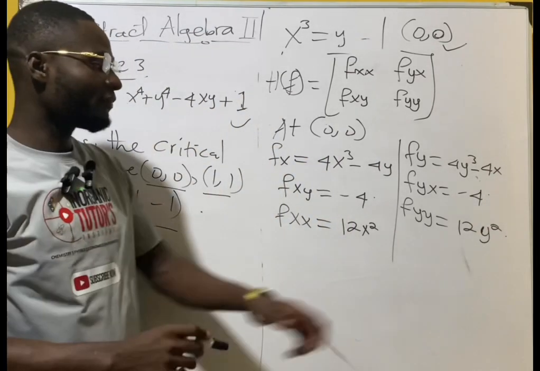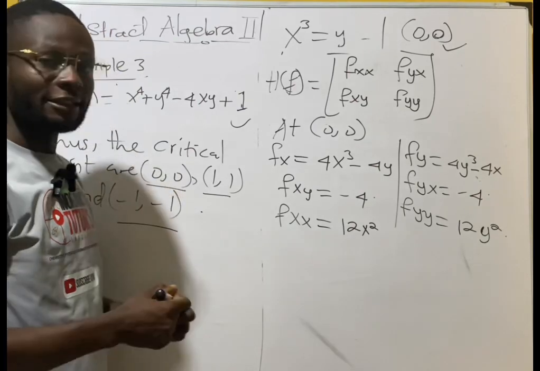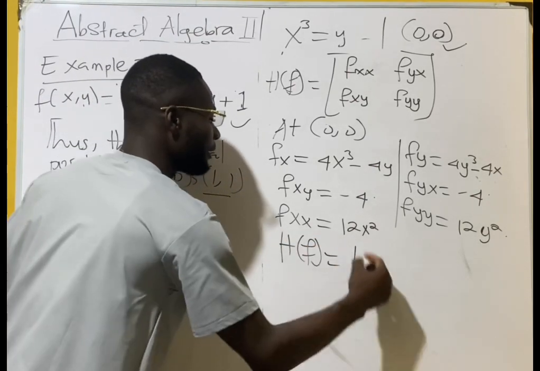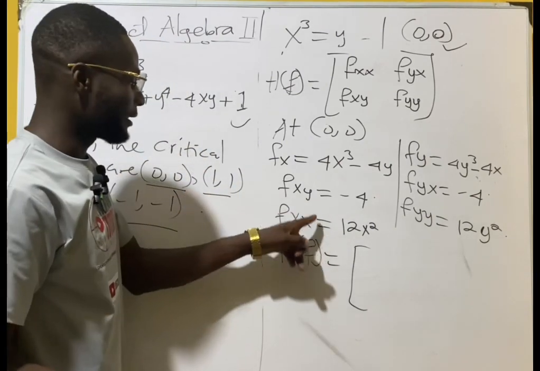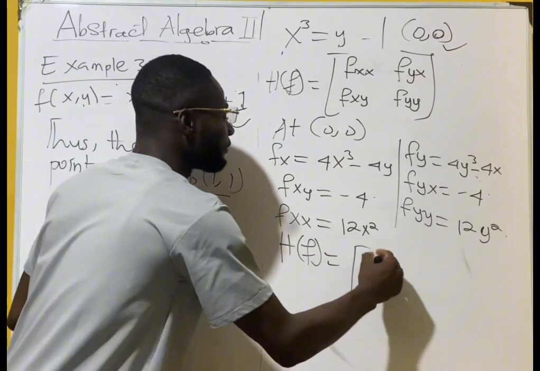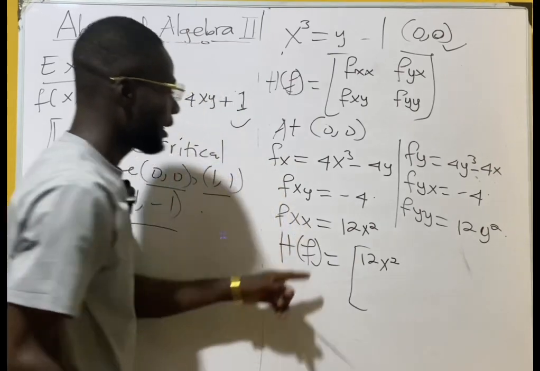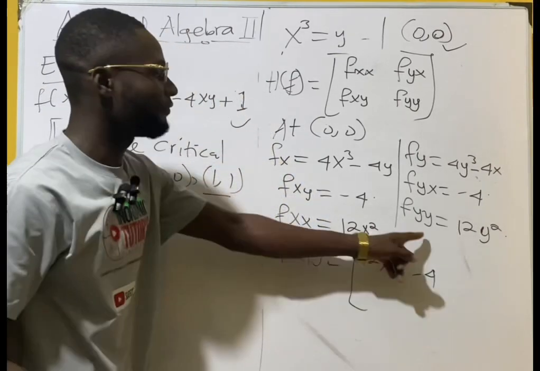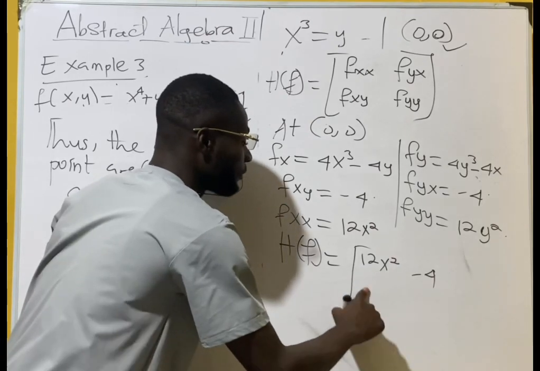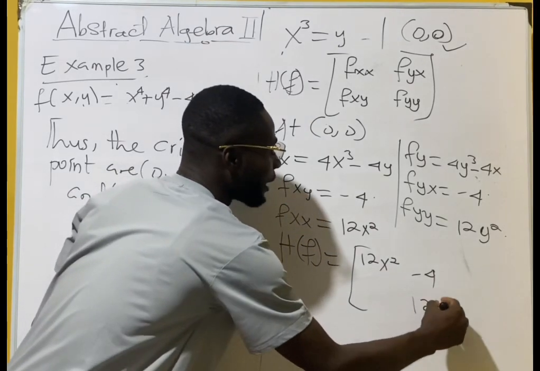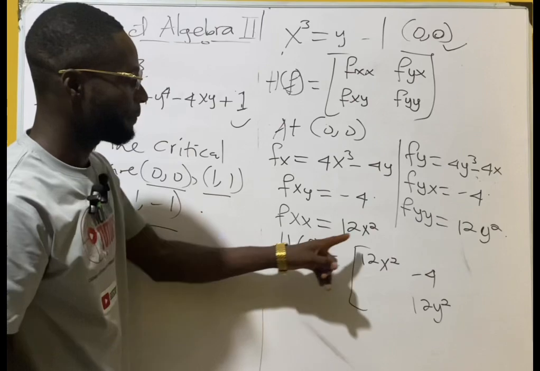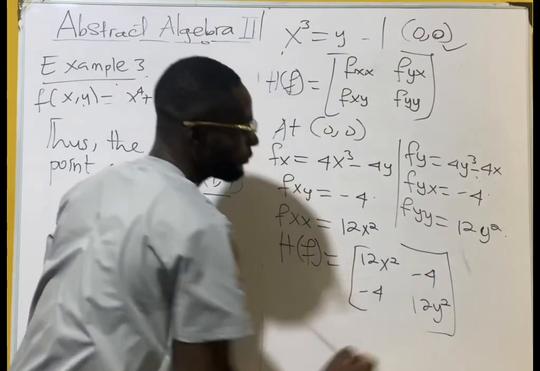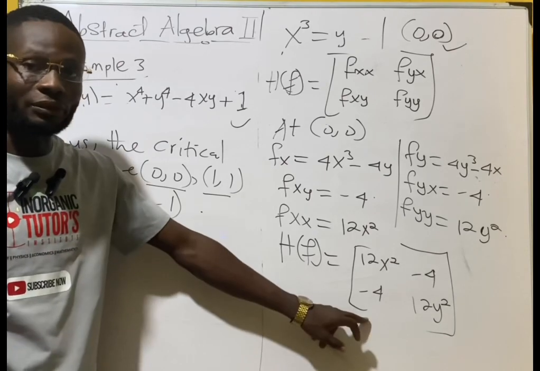So we have the Hessian matrix to be: fxx is 12x squared, fxy is -4, fyy is 12y squared, and fyx is also -4. So we have the Hessian matrix.